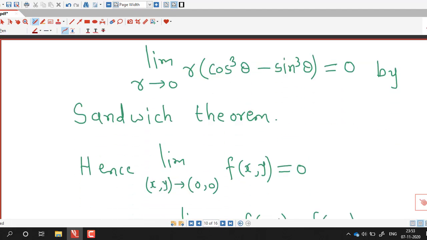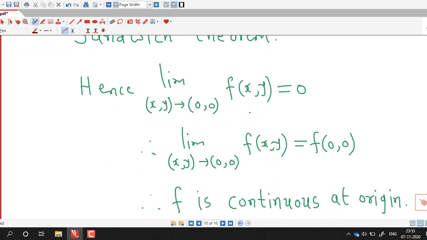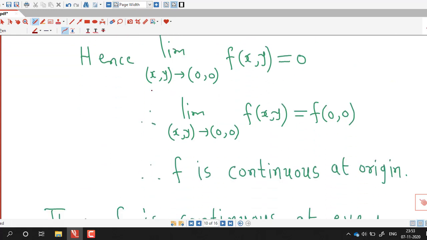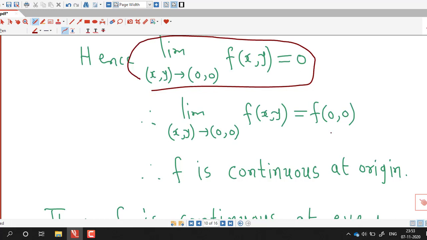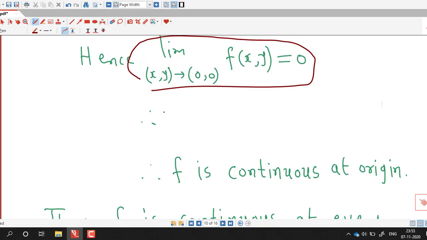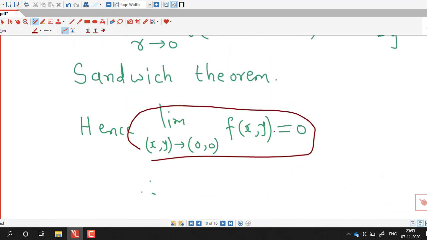So therefore, limit of f(x,y) as (x,y) tends to (0,0) is 0. And 0 is nothing but value of given function at (0,0). So therefore, limit of f(x,y) as (x,y) tends to (0,0) exists, and it is equal to the value of function at (0,0).